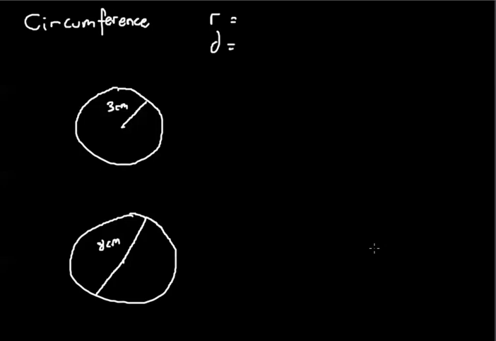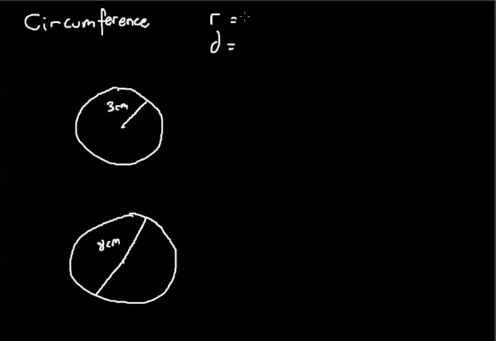So we're looking at the circumference of a circle now. Basically, the circumference of a circle is just another way of saying the perimeter of a circle. So we're looking at the boundary around the outside. Now, a little bit of terminology we're using here is that we're going to see R and D.